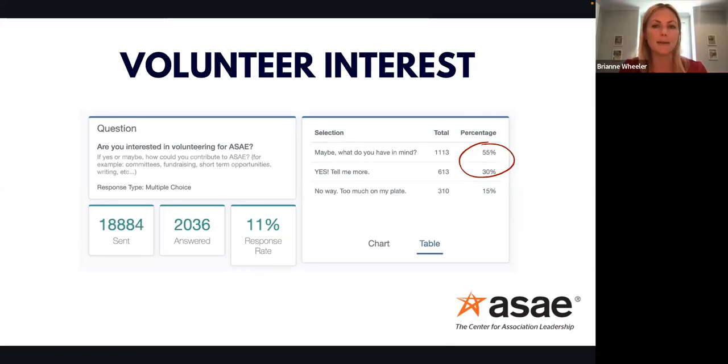So this is the perfect example of segmentation here, or the ability to segment that you didn't have before, because yes, and maybe what do you have in mind? This is great. Yes, okay, great. We're going to put them on the list. This group, maybe tell them more. And no way, okay, let's leave them alone, right? Let's not communicate to them about volunteer opportunities as much as we can, or at least for a period of time, because we know that they're not interested in doing it, and we don't want to overwhelm them. And that's the other thing, the overwhelm. The more you know about your members and the more you find out, the less you have to bother them with the things that aren't relevant and that they don't want.